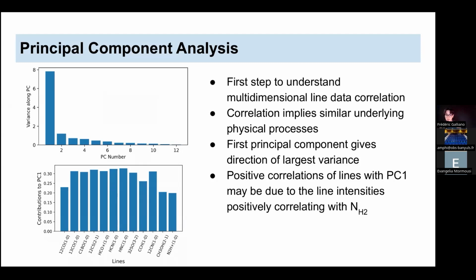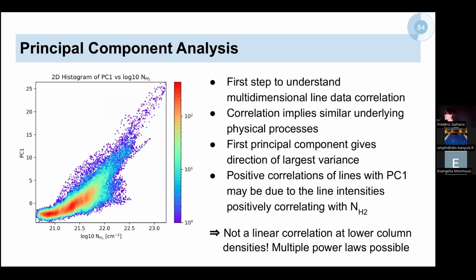Now, to test our theory, we plotted the PC1 component against the column density of H2. What you can nicely see here is that there is in fact a trend, but it's not a linear trend, which we would like to have. Therefore, we moved on to a more sophisticated method.